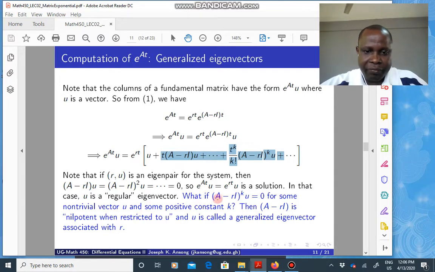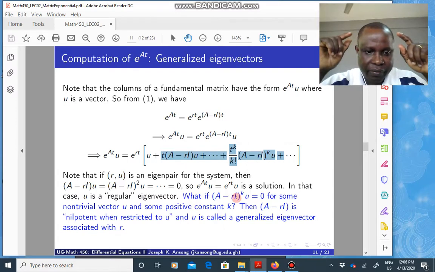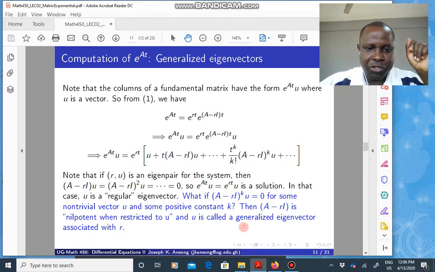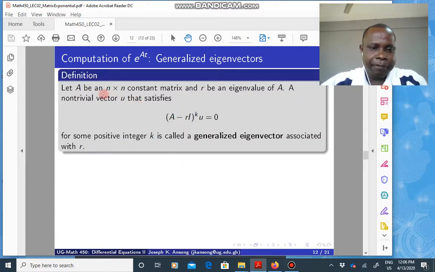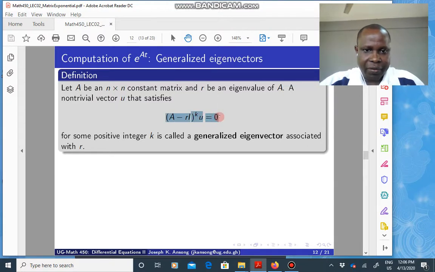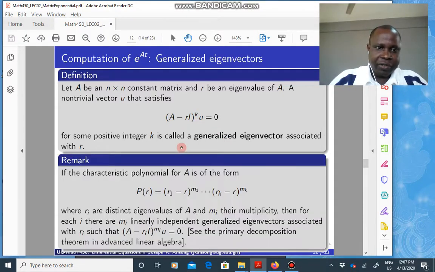But if (A minus rI) raised to some power k multiplied by u vanishes, then u is not just a regular eigenvector, it's what is known as a generalized eigenvector. In this case, A minus rI is sort of nilpotent when you restrict it to u, and we are going to use that to compute generalized eigenvectors. So a generalized eigenvector is basically this: if I have an n by n matrix A such that (A minus rI) raised to some integer power k, multiplied by some non-trivial u, is equal to 0, then that u is said to be a generalized eigenvector. Our regular eigenvector is actually a generalized eigenvector, but in that case k is just 1. So that is the definition for a generalized eigenvector.